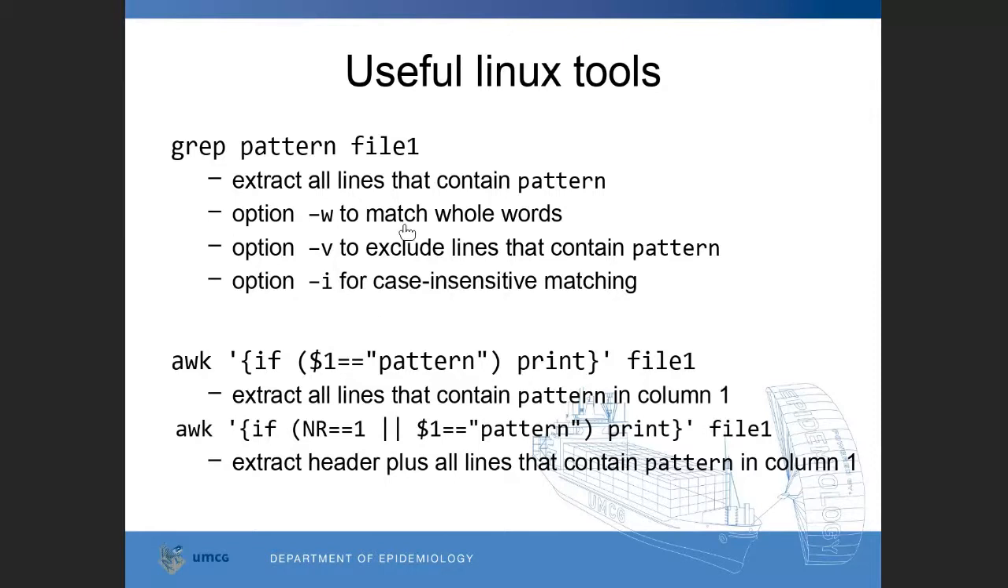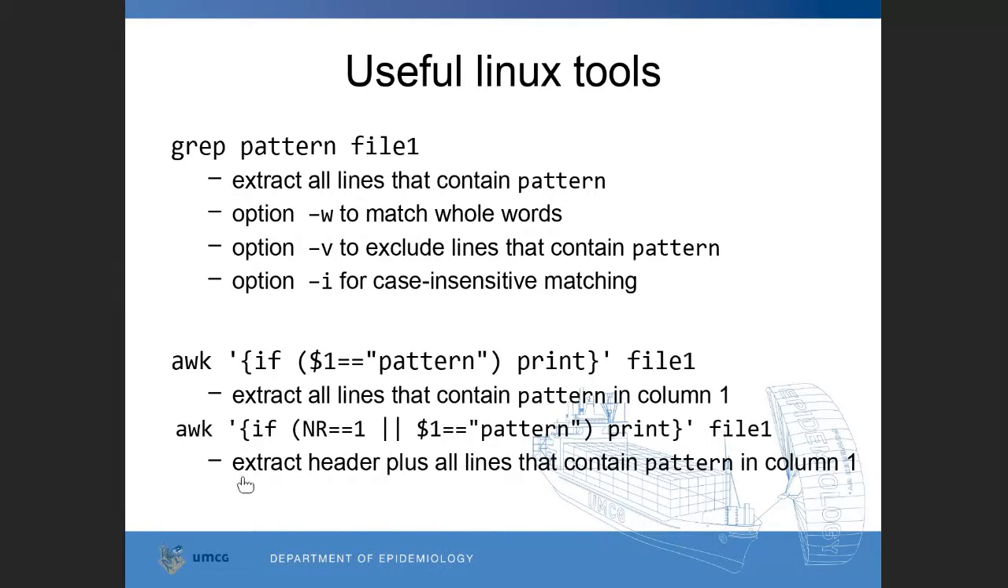This will search for the pattern within the whole line. It doesn't matter whether it's in the first or in the second or in the last column. If you want to search for a pattern in a particular column, then you can better use the awk command, and then do an if. If the first column, the $1 means first column, is equal to pattern, then print it. It will extract all the lines that contain pattern in the first column.